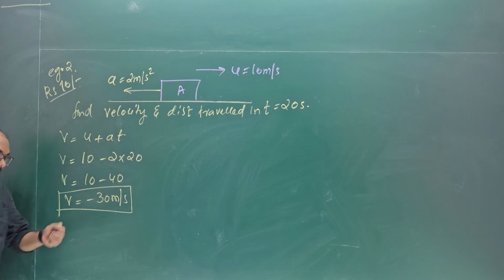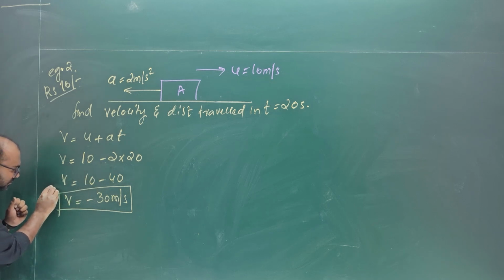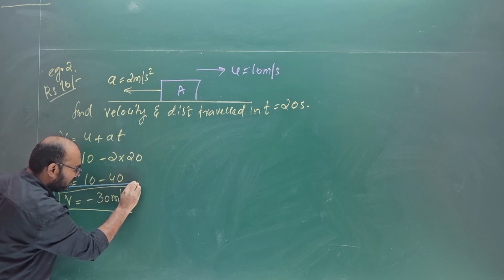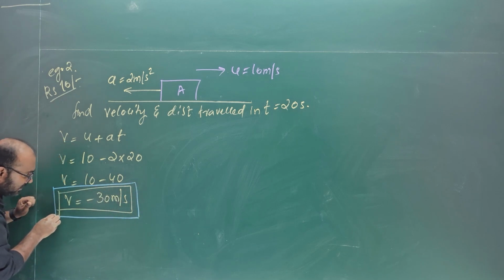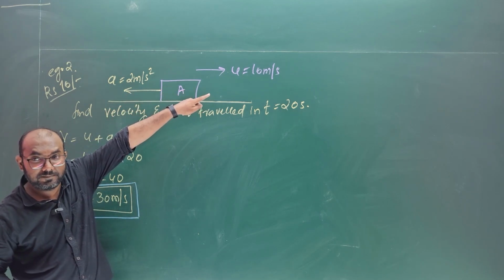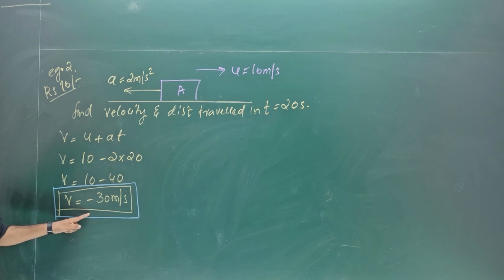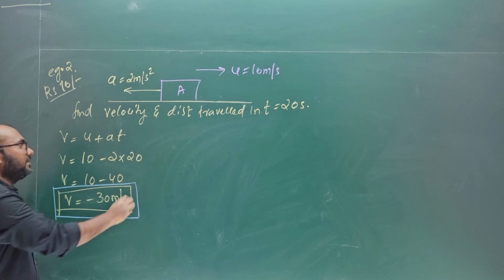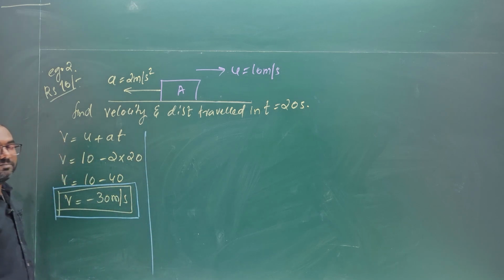Okay. First I will tell you. Whenever you see a velocity value that is negative at the final time, while initially it is positive, yes, definitely it is returning back. That means distance and displacement will be different.